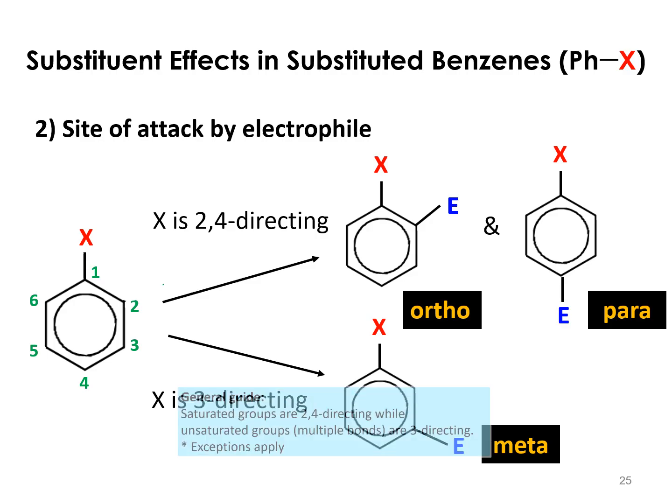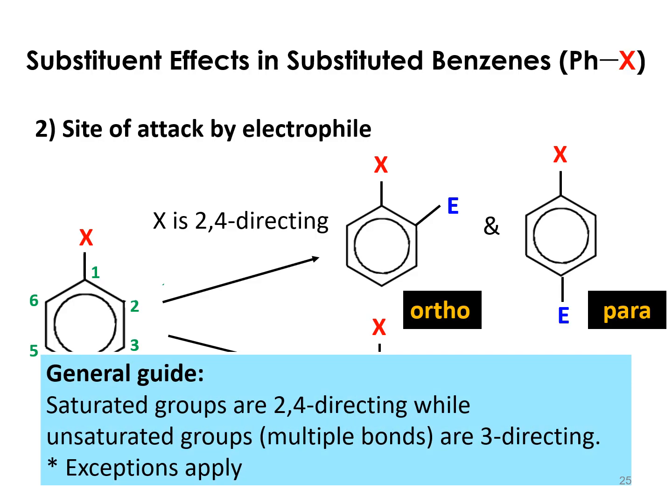The general guide is that saturated groups are 2,4 directing, while unsaturated groups are 3 directing. However, exceptions will apply. So the moral of the story is to refer to your data booklet to be sure.